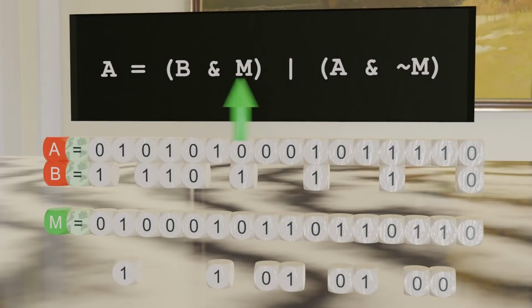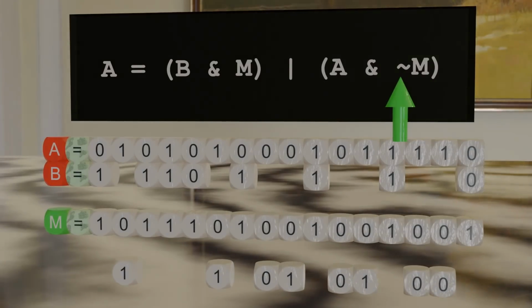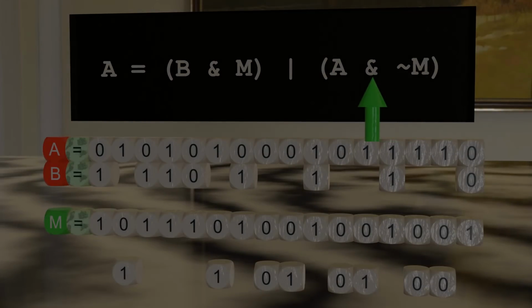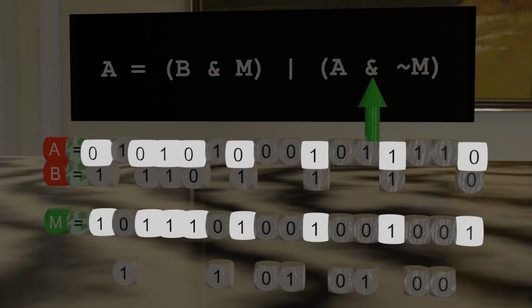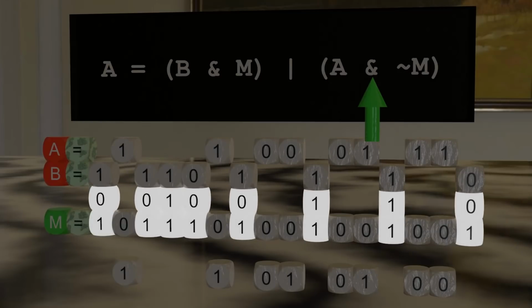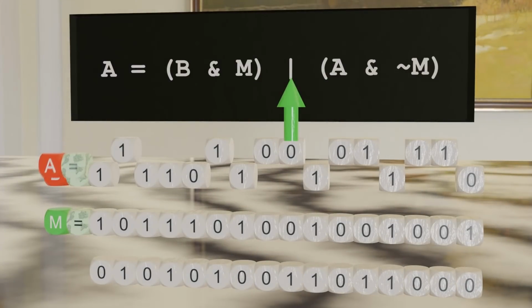And then we OR that with A and not the mask. Select all of the bits from A that don't correspond to 1s in the mask. And when we combine those two results together with an OR, what we end up with is a masked copy from B over to A.